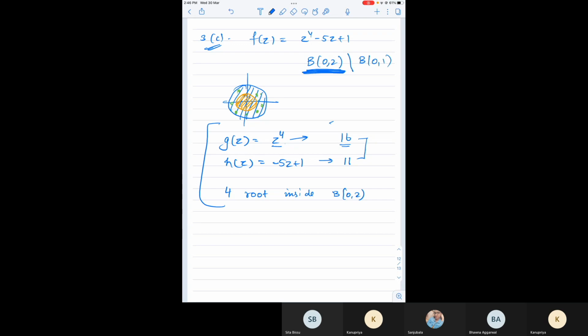Now for the second part, you have to calculate the roots inside the ball of radius 1. For that, what will be the G function? Yes, minus 5z. Its modulus will be 5 and the other modulus will be 2, and this will always be less than this. So here there is only one root. So total roots inside this will be 4 minus 3, 1.